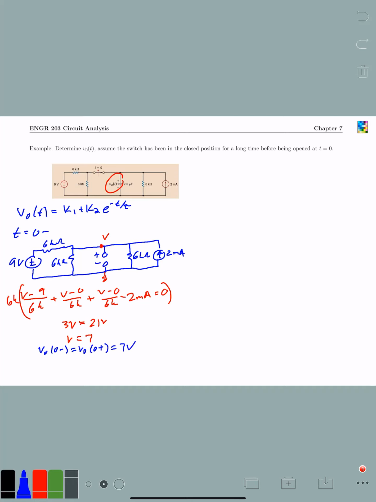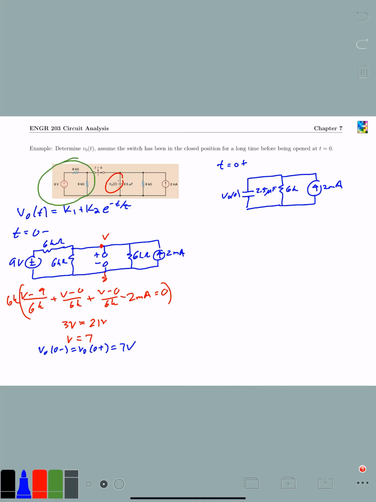Next time period we're going to look at is right after the switch happens. So once the switch happens, the entire left-hand side of the circuit becomes disconnected, and we don't care about it anymore. It's not going to affect the right side of the circuit. And so we have our capacitor, we have 6K, and we have our current source here, and 2.5 microfarads, V0 of 0.